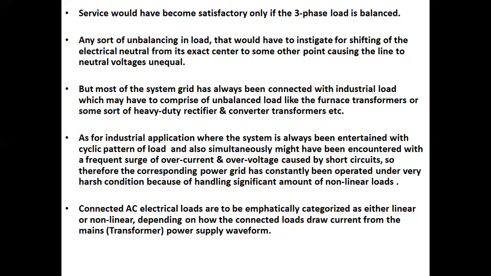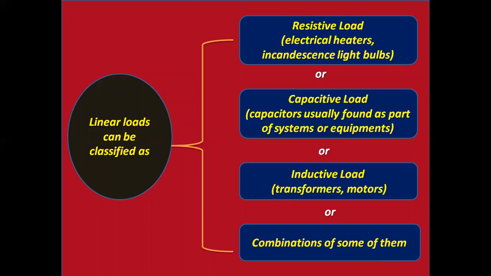Connected AC electrical loads are to be categorized as either linear or non-linear, depending on how the connected loads draw current from the mains, that is, the transformer power supply waveform. Now see the chart. Linear loads can be classified as resistive load, that is electrical heaters and incandescent light bulbs, or capacitive load, such as capacitors usually found as part of the system or equipment, or inductive load, that is transformers and motors, or a combination of some of them.